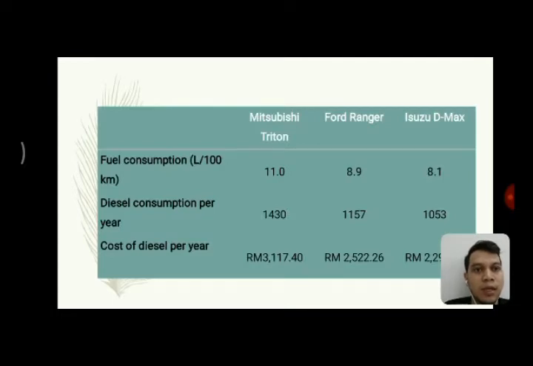That is the data that we got for the Mitsubishi Triton: 11.0 divided by 100 times 30,000. We got the diesel consumption per year, which is 1,430 liters. For the cost of diesel per year, 1,430 times 2 ringgit 80 cents. We got 3,170 ringgit Malaysia and 40 cents.